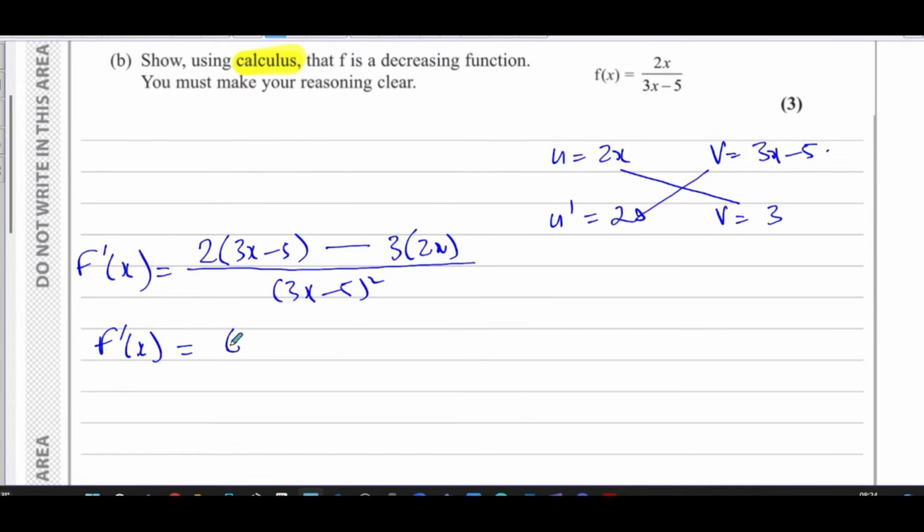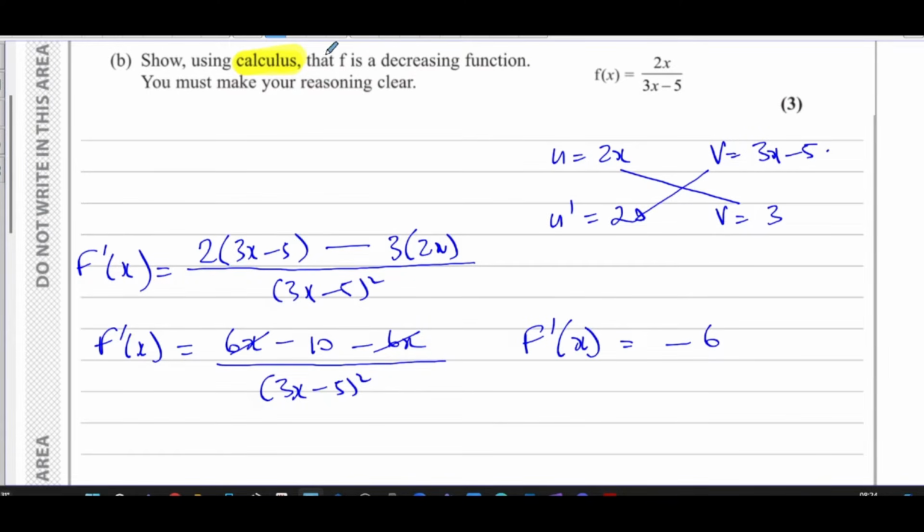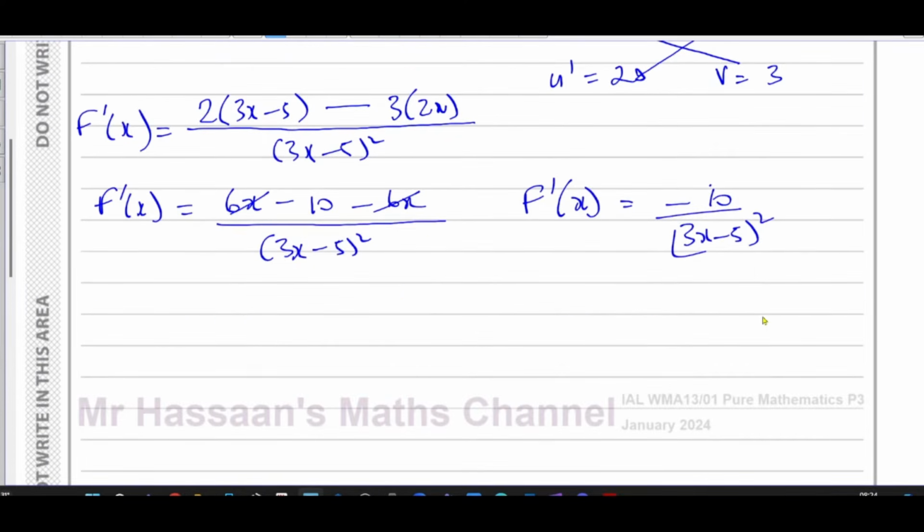This gives you 6x minus, that's a 5, so it's going to be minus 10, minus 6x, over 3x minus 5 squared. 6x minus 6x becomes 0. So we're left with f dash of x is equal to negative 10 over 3x minus 5 squared. So now we have to prove that this expression is always going to be negative.